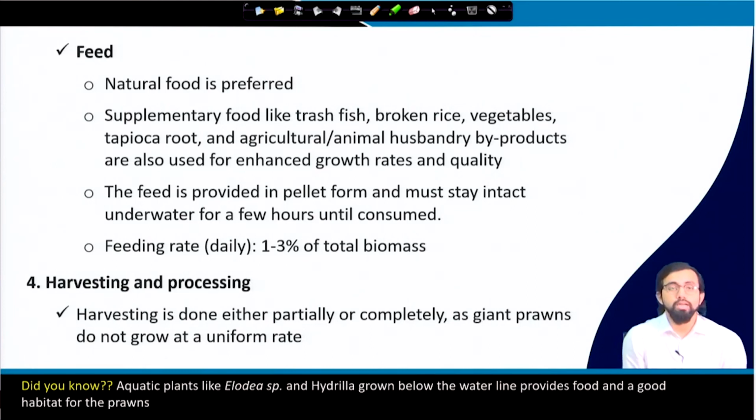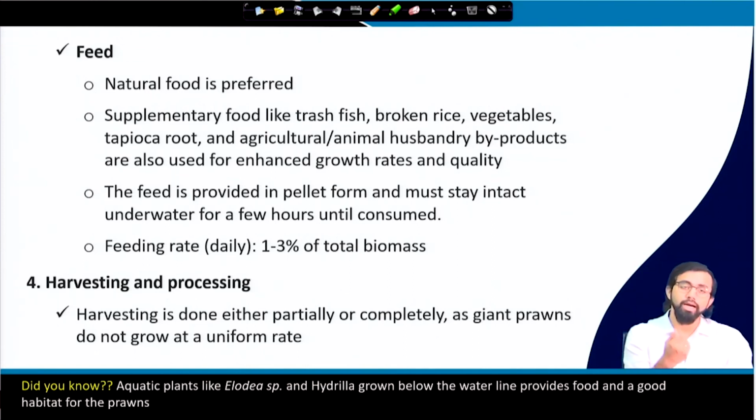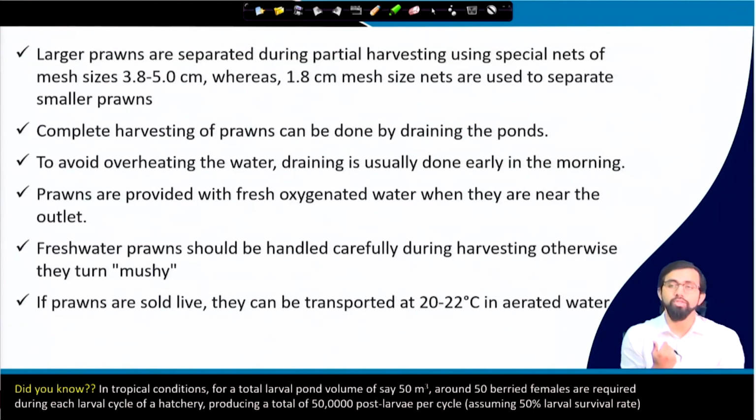The harvesting is done either partially or completely, as giant prawns do not grow at a uniform rate. So we harvest only the ones which are already mature enough, and we leave the others back. The ones which are not mature, we just leave back in the system so that they will grow. And once they grow to the mature stage, then only we take them out of the pond or the tank or the target production farm.